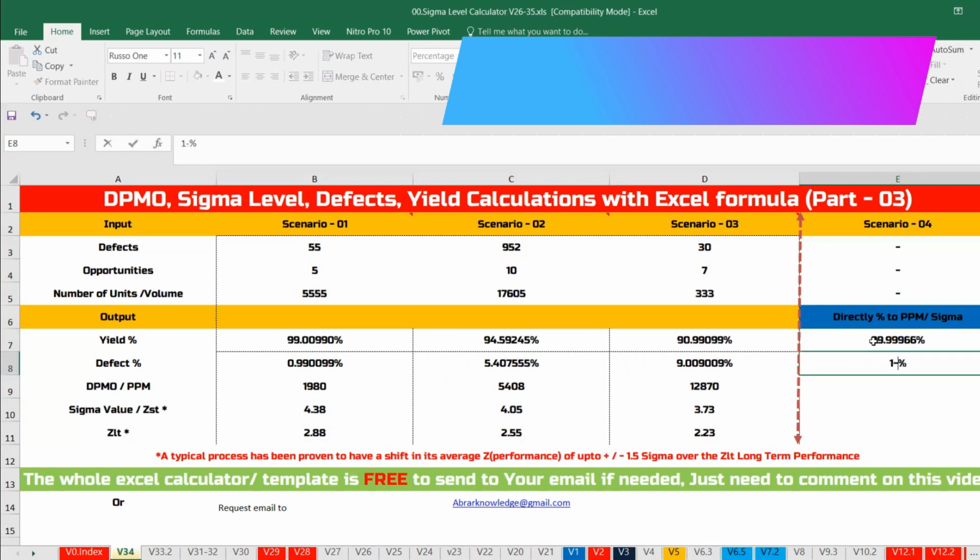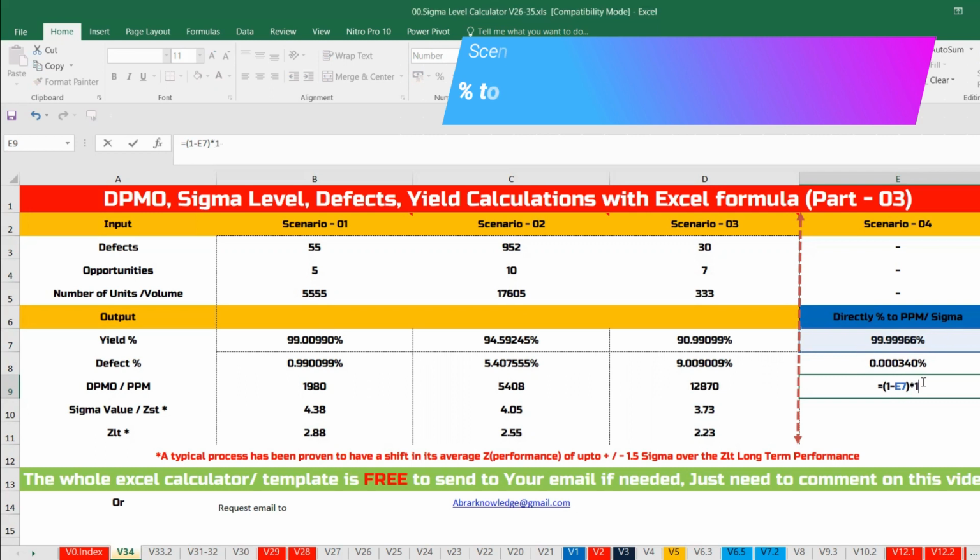So defect percentage is very simple. Equal to 1 minus, this is the defect percentage. And then PPM, how to calculate PPM? That is the very first question, right? From the percentage, how to calculate PPM? So all you have to do is equal to open bracket and then 1 minus this value, or you can directly take defect percentage also. I'm just taking this percentage into, because we are converting into PPM.